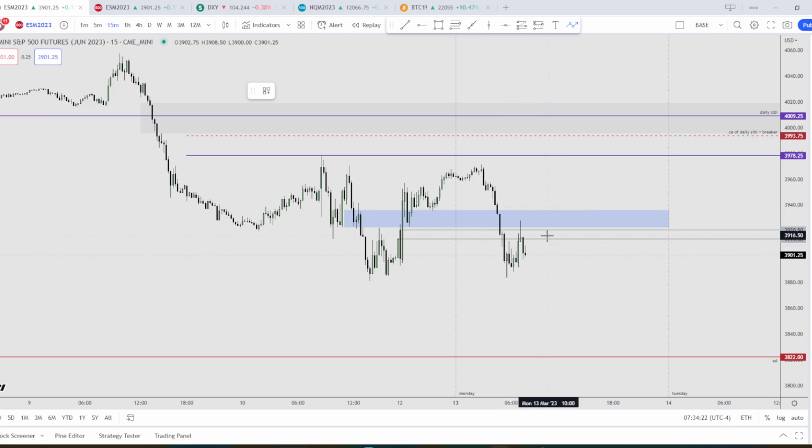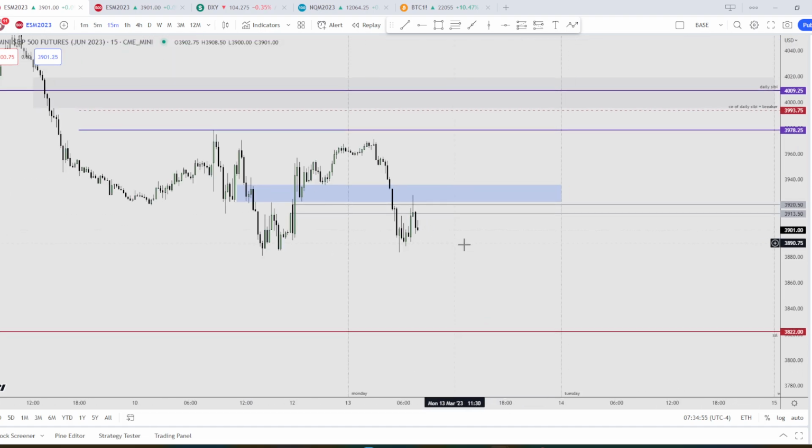Or maybe continuation down. But what I'm thinking is, if we hit this sell side first, then I'll be looking for longs into this area here. Pretty simple. If it hits this area first, the daily CB, I'll be looking for shorts down into this area. And that's the game plan for today, for Monday.